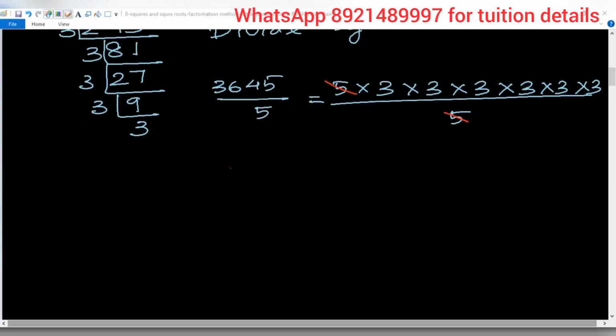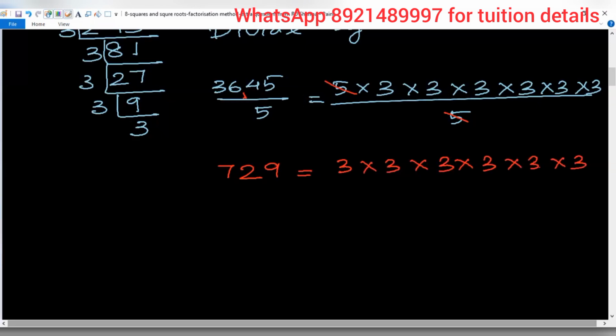Anyways, on left side, what we have is we have to divide 3645 by 5. When we divide, what we get is 7 times 5, 35. So 1 is left there. Then 14, 2 times 5, then 45, 9. Right? 729 is equal to 3 into 3, 3 into 3, 3 into 3. That is 6 times 3.